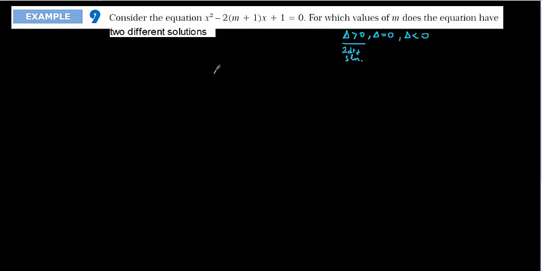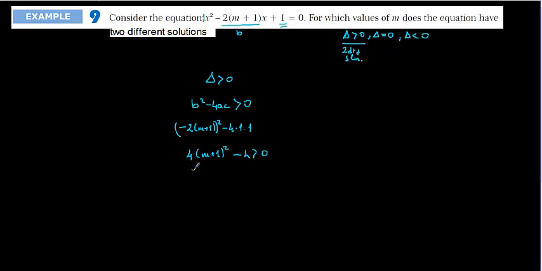Quickly I repeat this part, then I continue. If it has two different solutions, delta must be greater than 0, which means b squared minus 4ac must be greater than 0. This is our quadratic equation, where b is equal to minus 2 times (m plus 1), a is equal to 1 and c is equal to 1. So when you square it, minus 2 squared is 4, times (m plus 1) squared, minus 4.